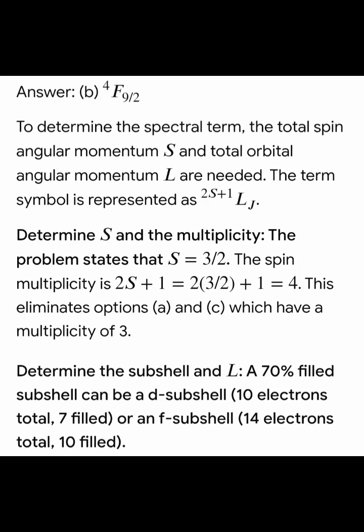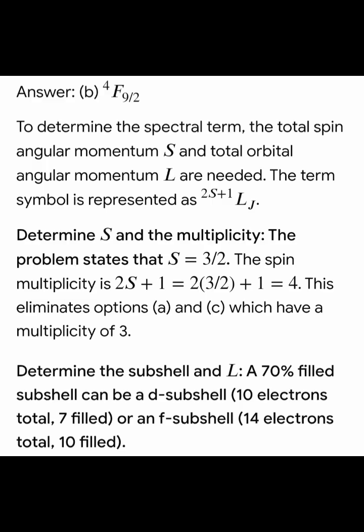Next question is, the spectral term for the atom with 70% filled subshell and only S is equal to 3 by 2 is dash. We know that the spectral term can be written as 2S plus 1 L J. So here it is given that S is equal to 3 by 2. Therefore 2S plus 1 is equal to 2 into 3 by 2 plus 1, and this is equal to 4. So option A and C is wrong.